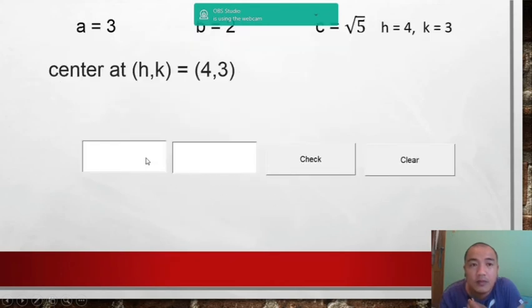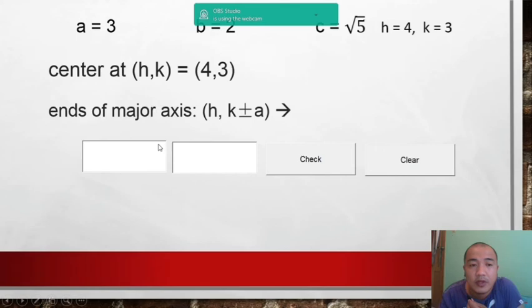So what is now the value of the center? How about the ends of the major axis? Let's solve. What is h? 4.